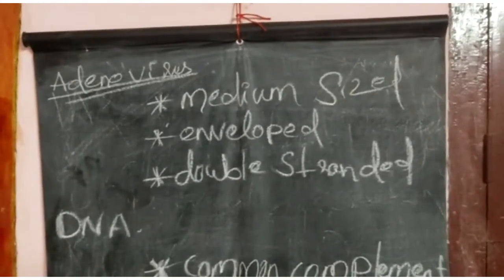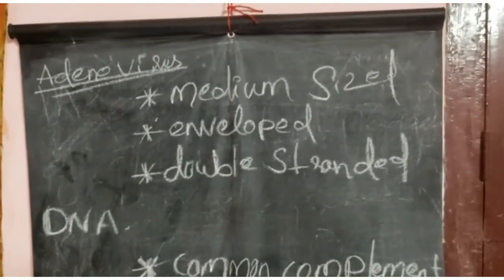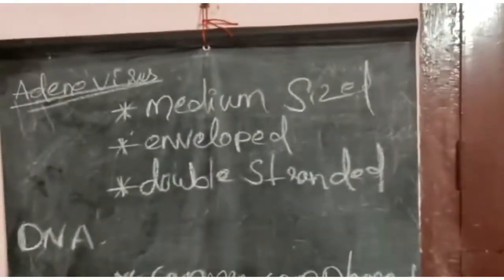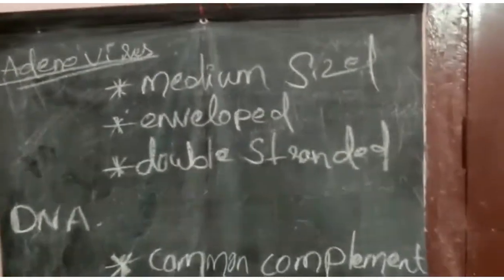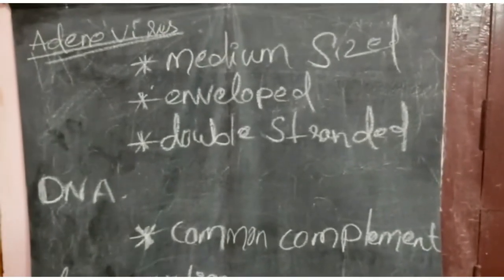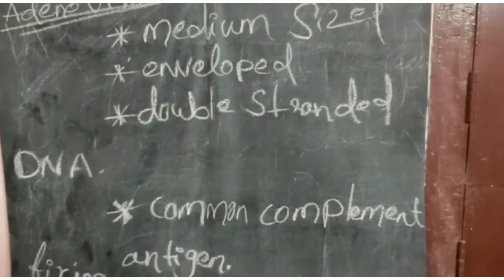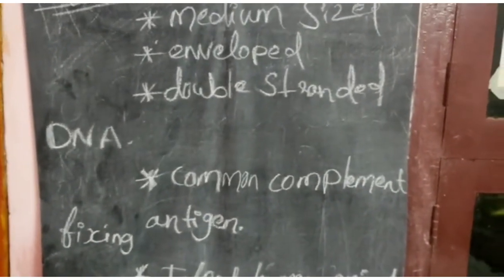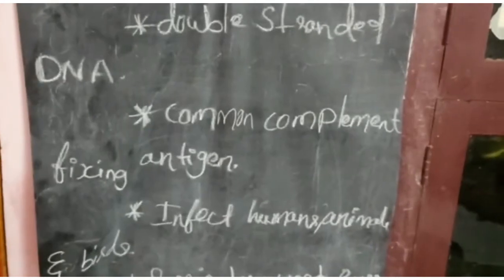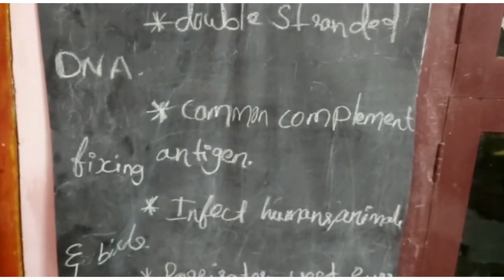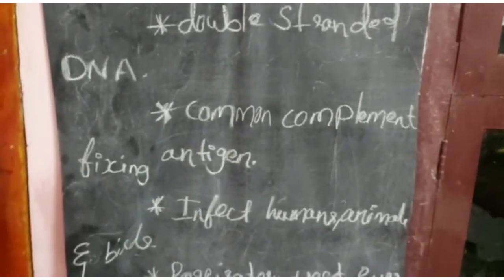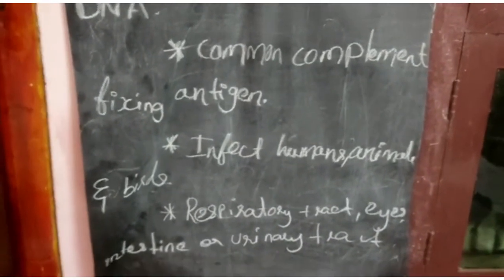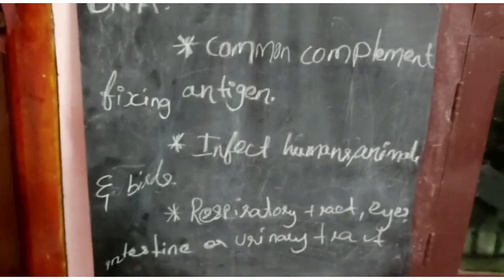Today we are going to talk about adenovirus microbiology, and then let's start our class. First one, it is a medium sized virus. It is a non-enveloped virus with double stranded DNA, and these viruses share a common complement fixing antigen. They infect humans, birds as well as animals, and they cause infections of the respiratory tract, eyes, and less often the intestine and urinary tract.